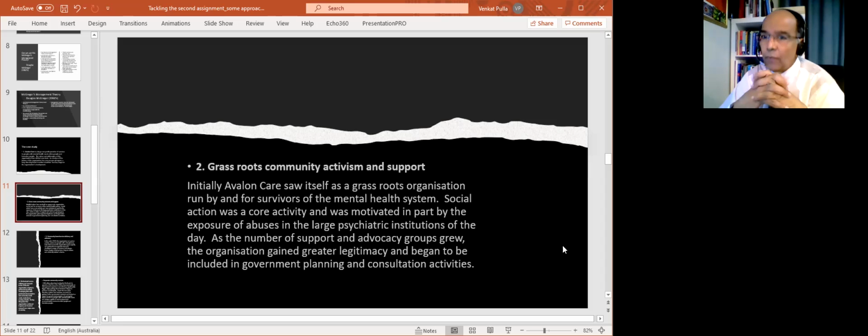The support and advocacy groups grew. Get that feeling of the organization. The organization gained greater legitimacy and began to be included in government planning and consultation activities.